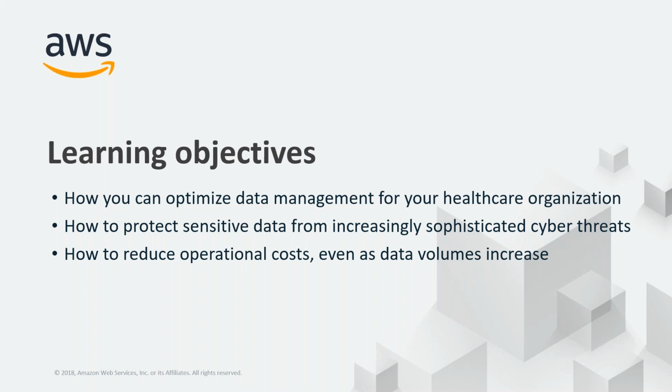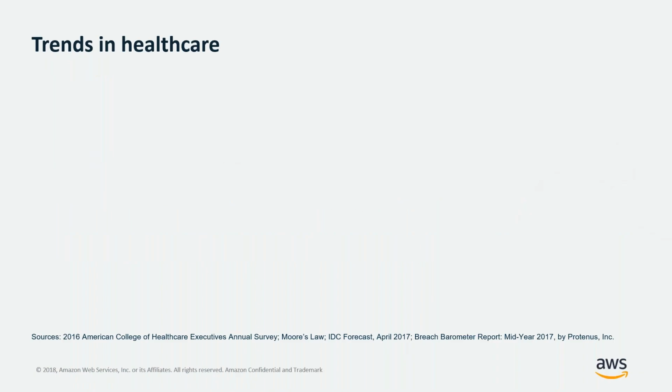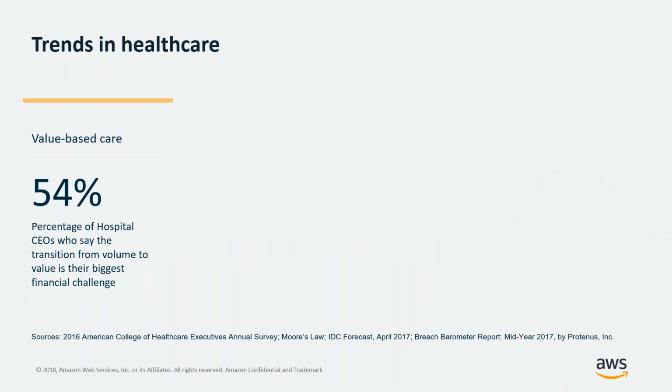And before we really dive into today's story, I want to start by talking about broad trends in healthcare. The overarching theme in the industry, and this is what we're hearing from customers as well, is this fundamental shift from volume-based care to value-based. At this point today, over 50% of hospital CEOs say that this transition is their biggest financial challenge currently. And core to enabling this transition is increasing operational efficiency, deriving new insights for cheaper, and making sure that patients get the right treatment earlier on in their regimen.